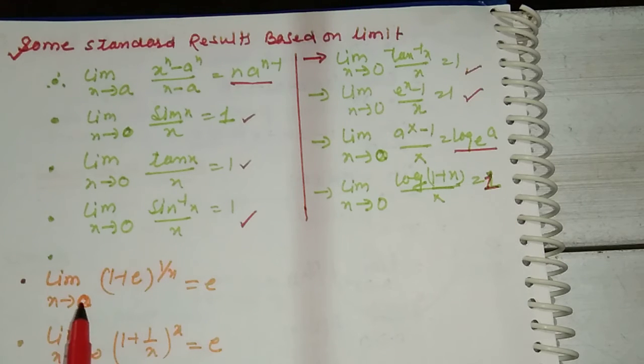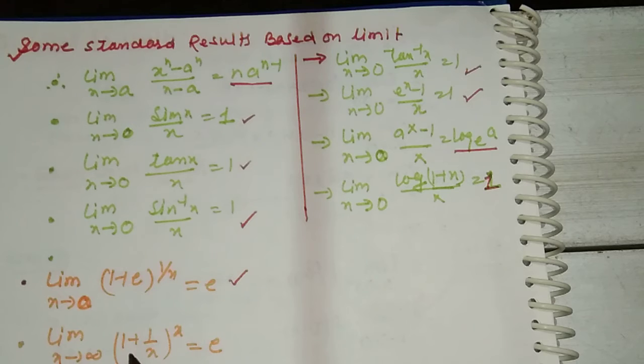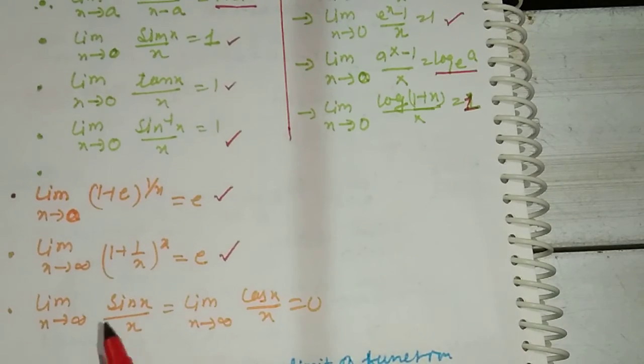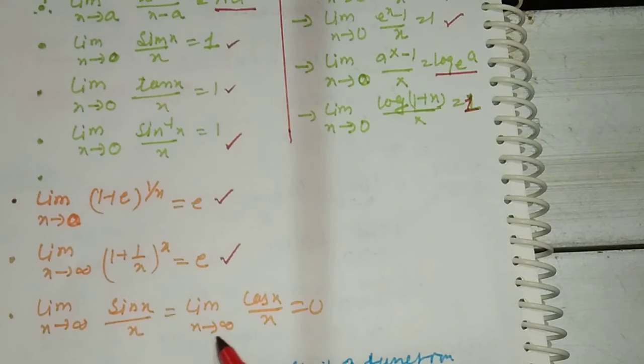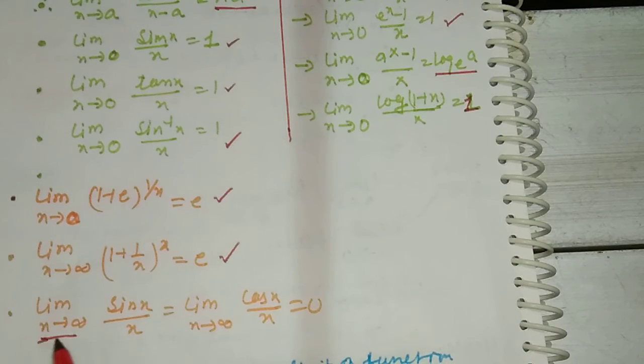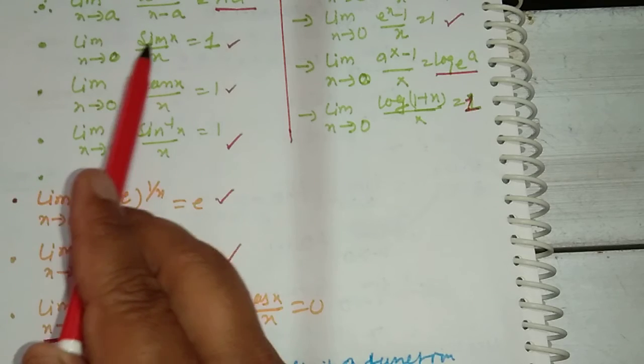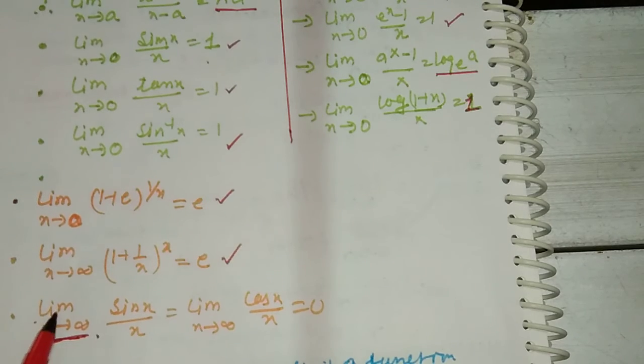Clear? Next is limit x tends to 0 of (1 plus x) to the power 1 upon x, which is equal to e. Limit x tends to infinity of (1 plus 1 upon x) to the power x is also e. Next, very carefully understand the limit of sin x upon x as x tends to infinity. Clear? So we have two different cases. When x tends to 0, sin x upon x is equal to 1. When x tends to infinity, sin x upon x and cos x upon x are equal to what? 0.